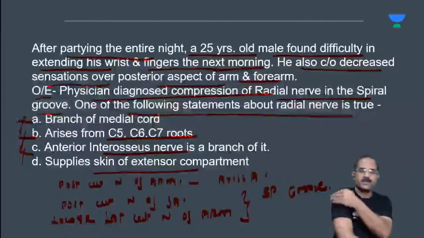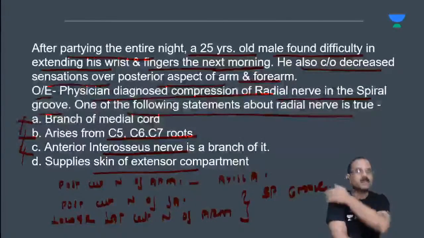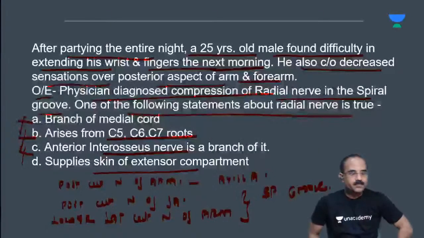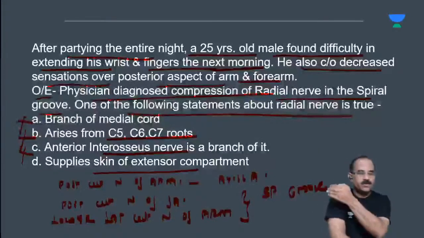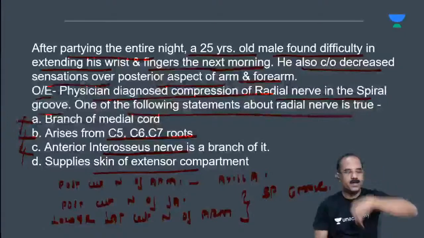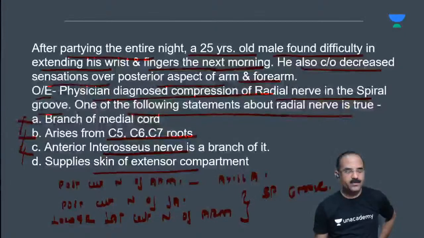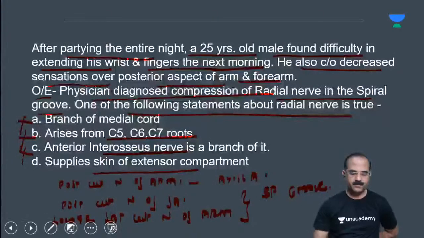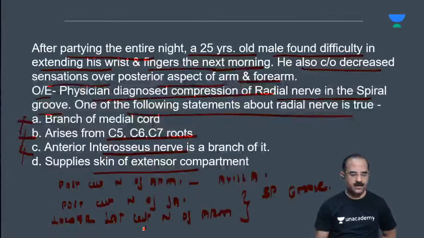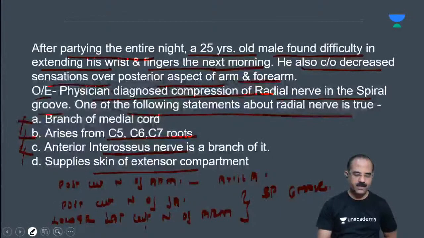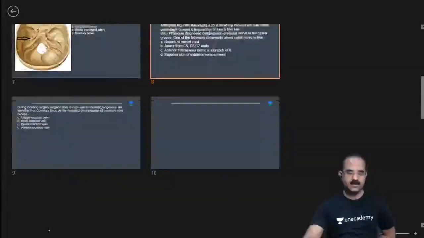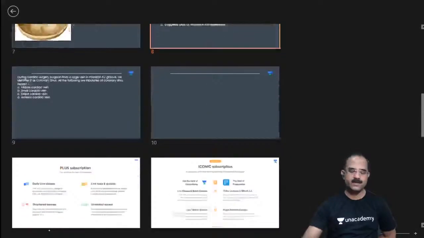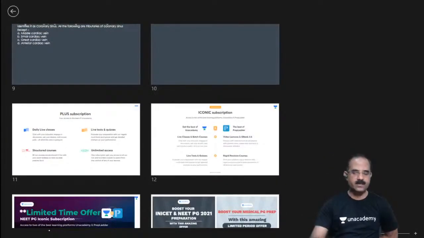Quickly tell me, who supplies the skin on the upper lateral aspect of the arm? The upper lateral cutaneous nerve of the arm is a branch of, answer that. Come on. The upper lateral cutaneous nerve of the arm is a branch of the axillary nerve. Very good. So the answer is D for this.